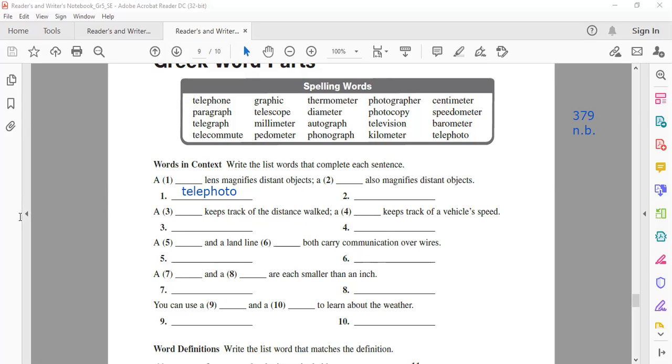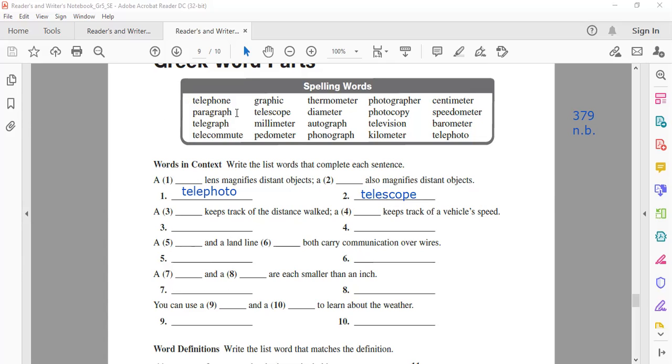Keep track of the distance walked. If you are walking step by step, what is the device that counts the steps for you? What do we call it? I know, but I forgot. Here from the box. Read the words and try to tell me which one you think is the device. Millimeter? No, millimeter is a measure of the numbers. What's number two? Telephone and telephoto and what? Telescope. So we have these words, Tina.